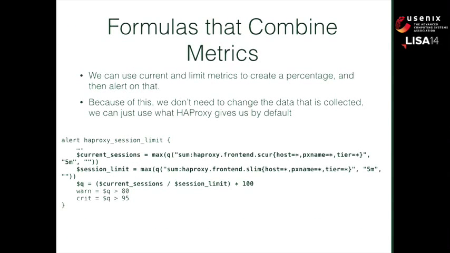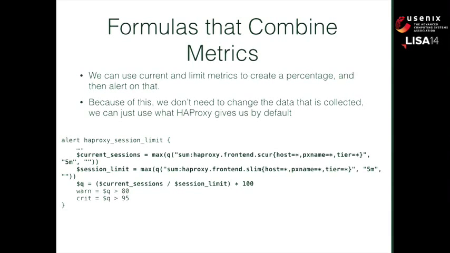So you can have formulas that combine metrics. In this example, we have HAProxy. HAProxy by itself from the CSV file gives us two pieces of information that are useful. One of them is how many current sessions you have for your front end, for example, and another is what the set limit is. And in order to alert on this, we probably want a utilization percentage, right? But it's not giving us that.